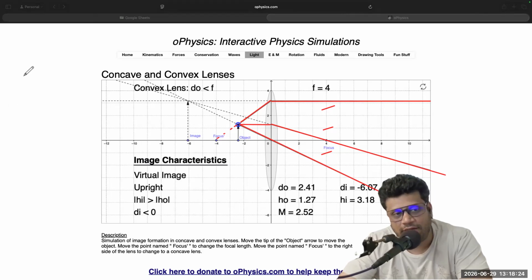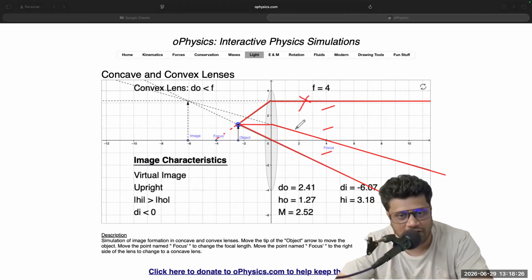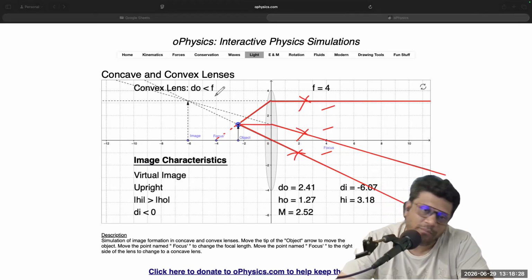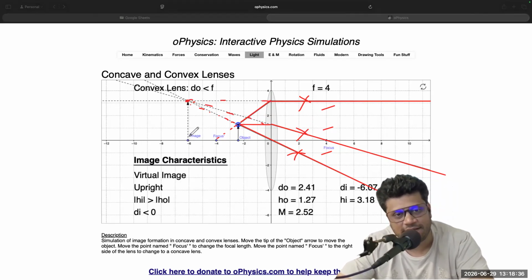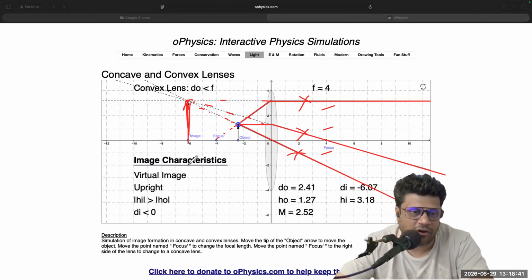Your mind is going to fool you into thinking that these diverged rays are actually coming from the same side as the object. So all of them extended backwards will look like they have come from this place. And that is why the image is going to be created out here in your mind. It's a perception, it's not real, it's virtual.